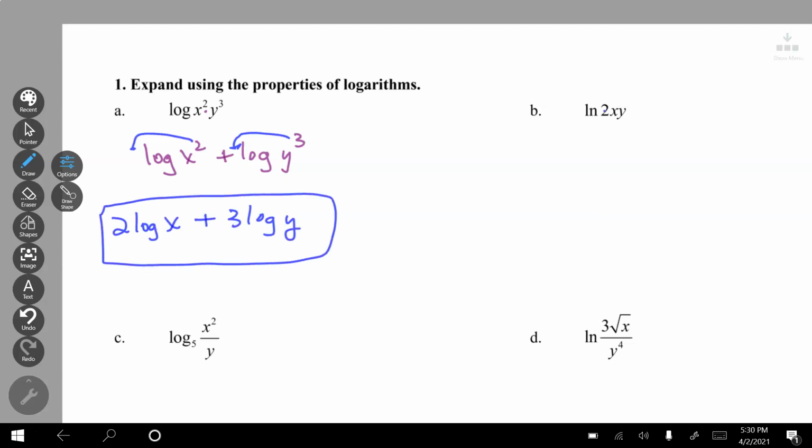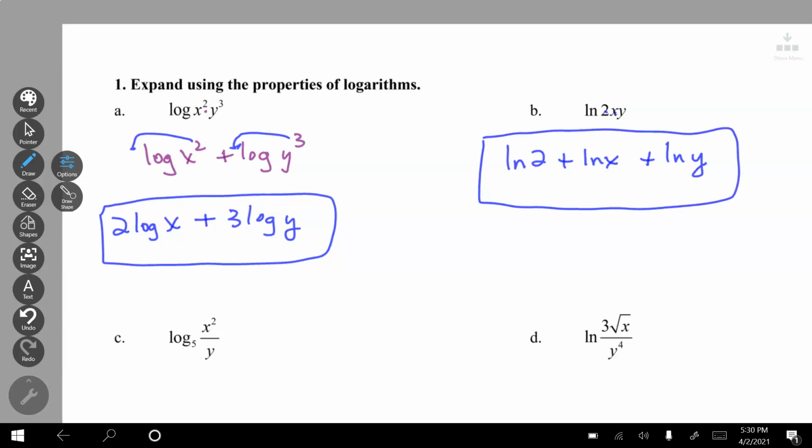Same thing here. I see multiplication going on here. And 2 is multiplying x, so it becomes ln of 2 plus ln of x plus ln of y. As you see, I'm multiplying 3 things. So I'm adding every single time.